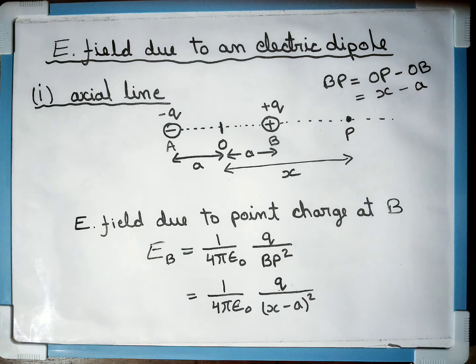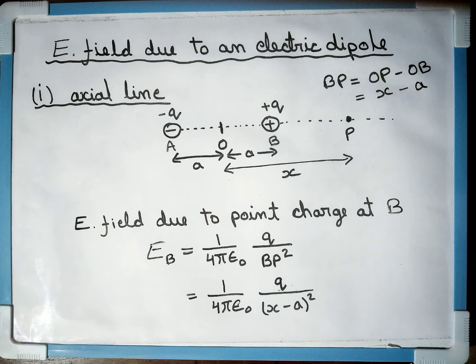Hence the electric field at point P due to the point charge placed at B, EB, is equal to 1 by 4 pi epsilon naught q. Instead of BP, we'll write x minus a. So here we have q divided by (x minus a) whole square. So this is the magnitude of the electric field at point P due to the point charge placed at B.